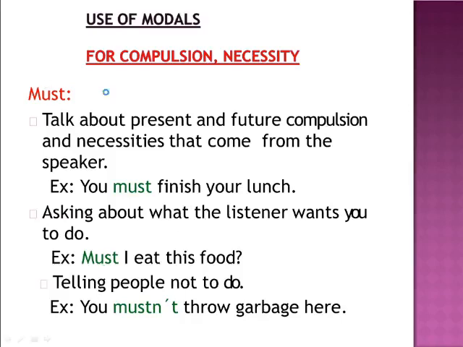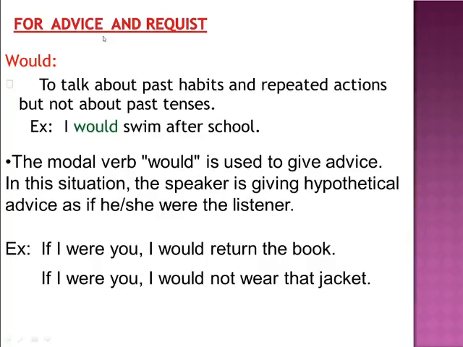For advice and request, "would" is a better word to use. It talks about past habits and repeated actions but not about past tenses. I would swim after school. It is a past habit, not past tense. This is the difference, so look at it very carefully. The modal verb "would" is used to give advice.